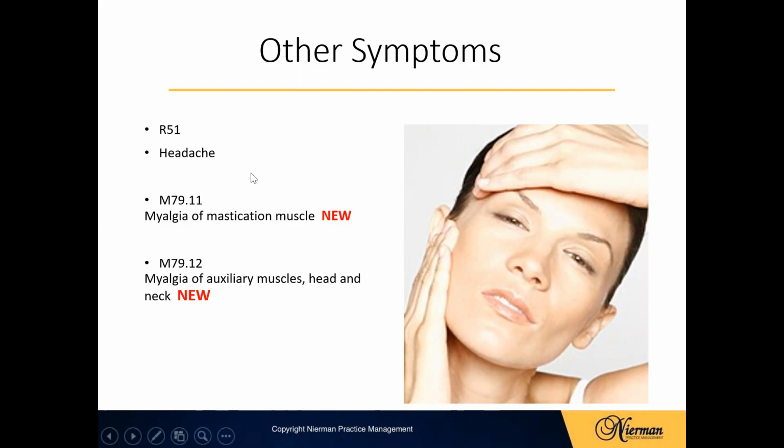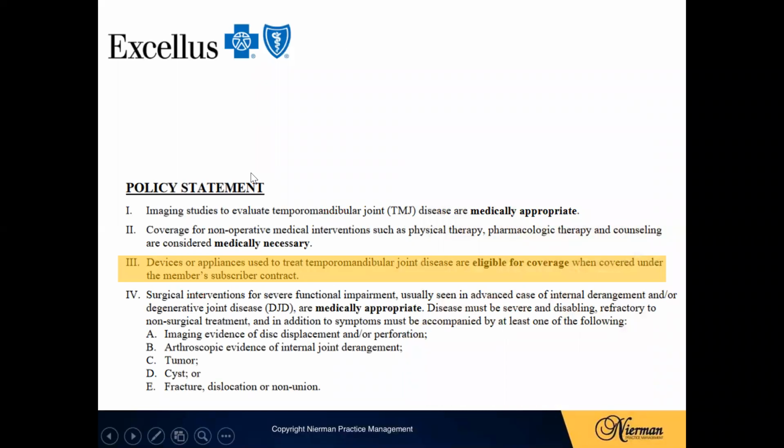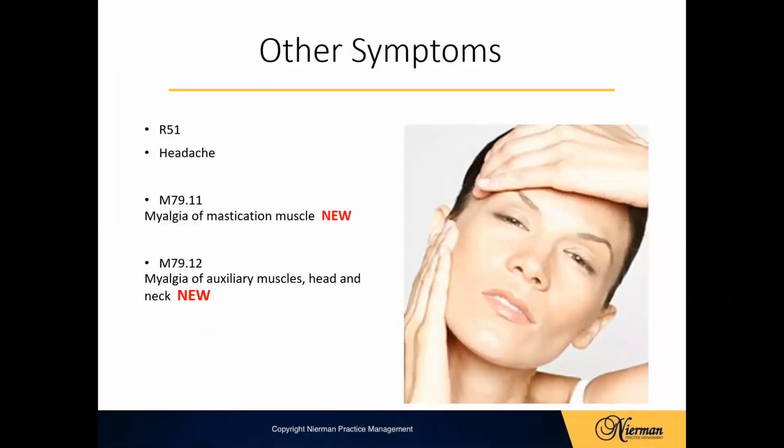And what's really exciting is that 2 codes were added to the ICD-10 for 2019. At the end of 2018, they were added. And so they're actually bringing out more codes for dentist billing medical, which is extremely exciting. So the new codes are myalgia of the mastication muscle and myalgia of the auxiliary muscles of the head and neck. So we're excited about those.